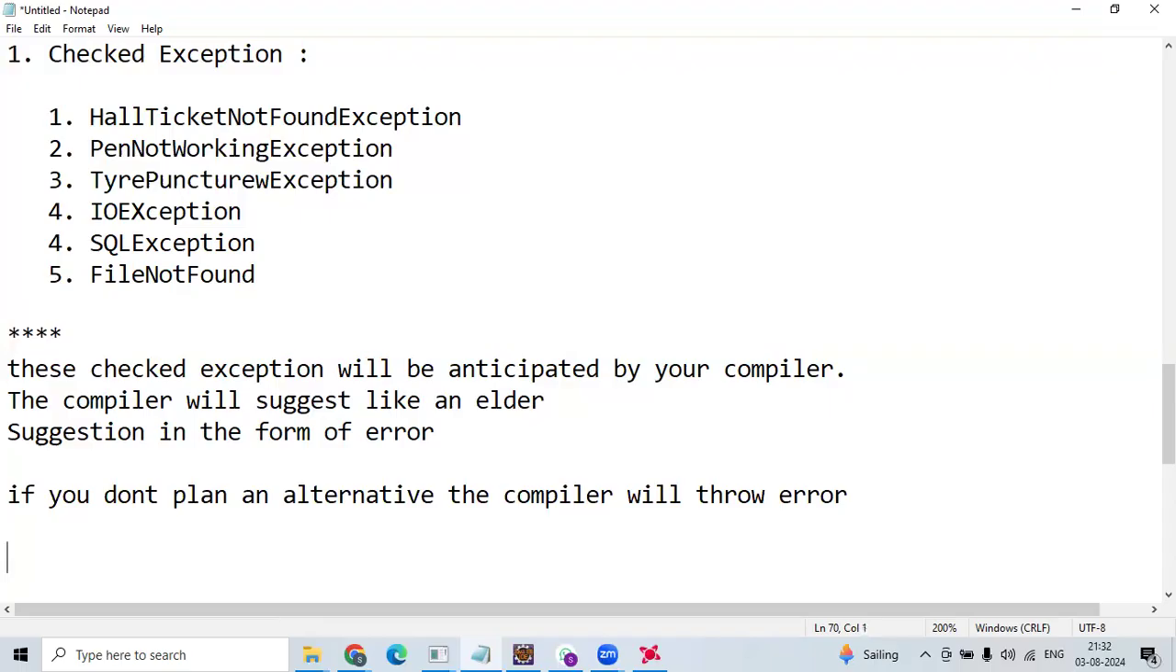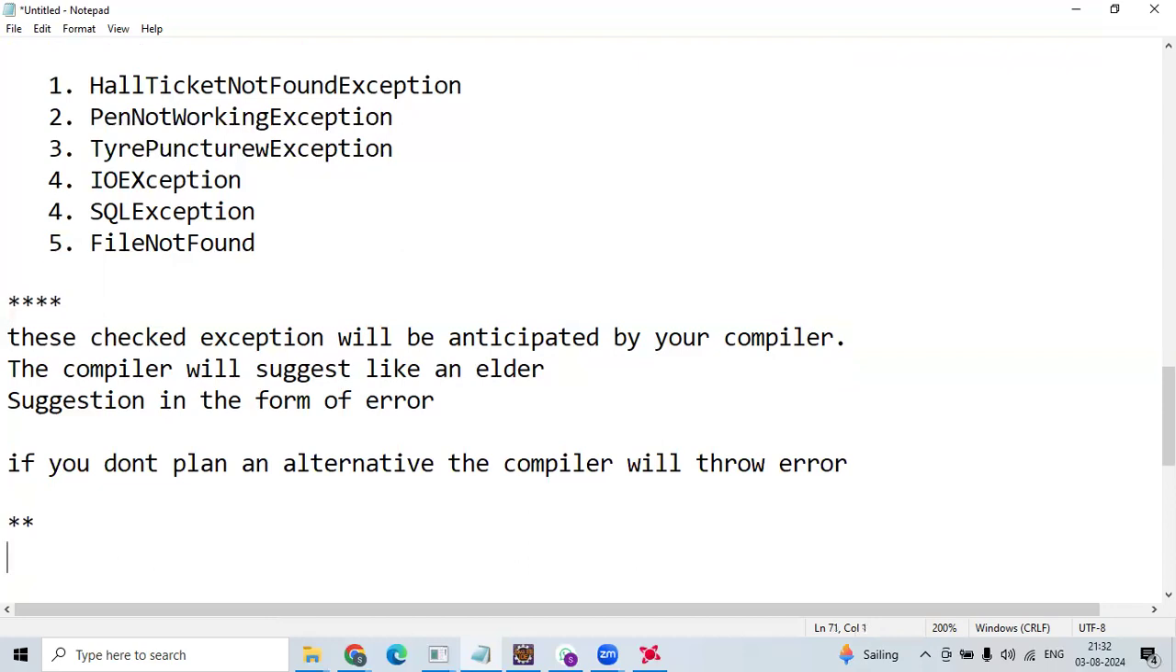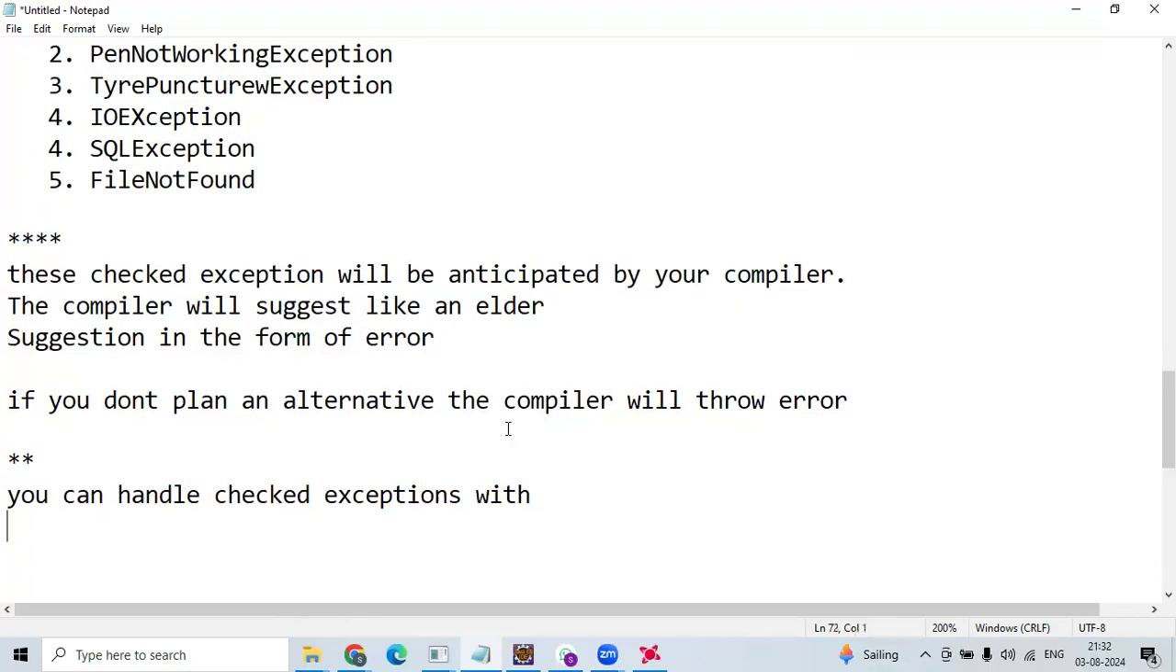Yes, sir. I feel this is too early to say, but please remember these two points. Okay. So if a checked exception is occurring, you can handle checked exceptions with try catch and throws keyword. Okay, try catch.